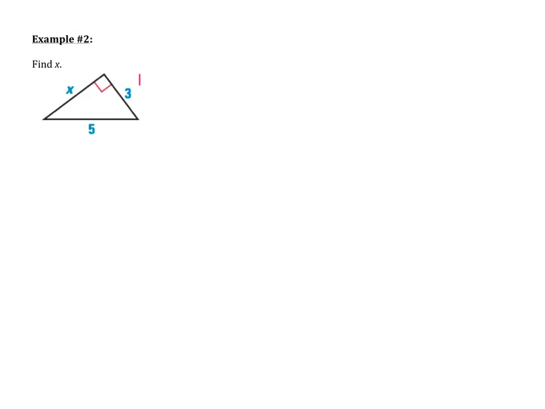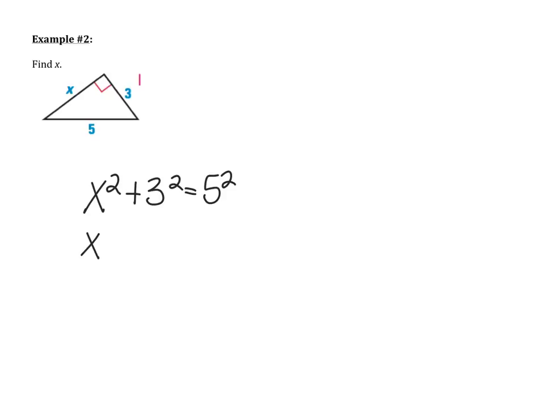Here's example number 2. It wants us to find x. This time, x represents a leg length, so we have to plan accordingly when we are writing out our equation for the Pythagorean theorem. So once again, we would do x squared plus 3 squared, and that is equal to the hypotenuse squared, which is 5. Always make sure when you're setting these up that you set it equal to the hypotenuse. You always need to identify what the hypotenuse is, and that is your c squared.